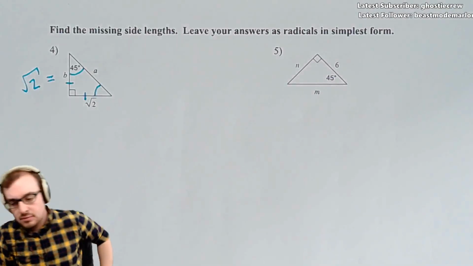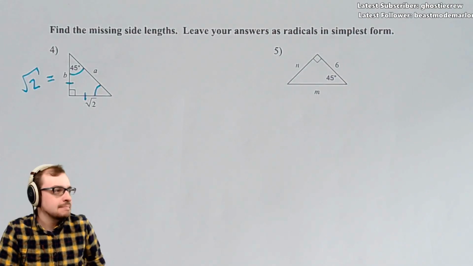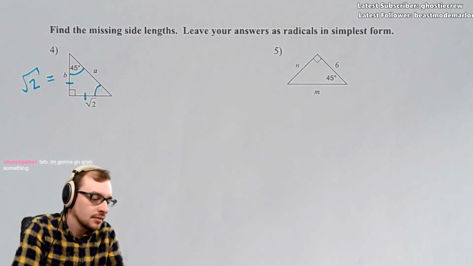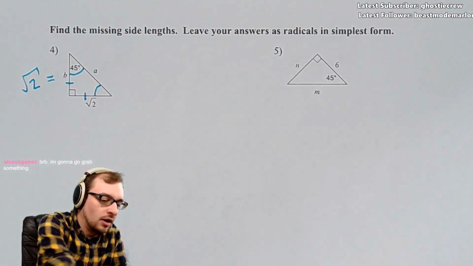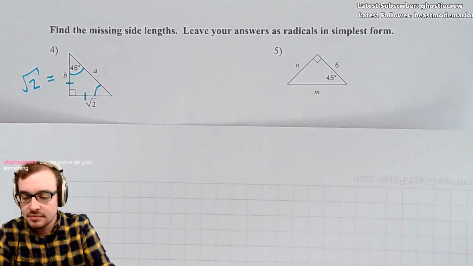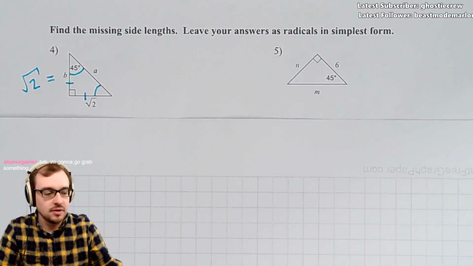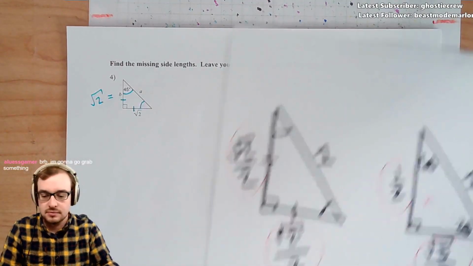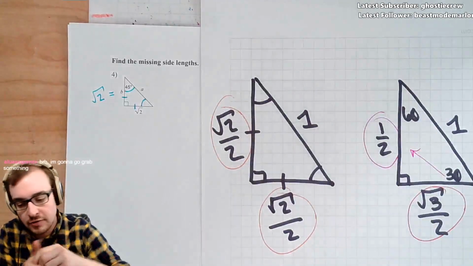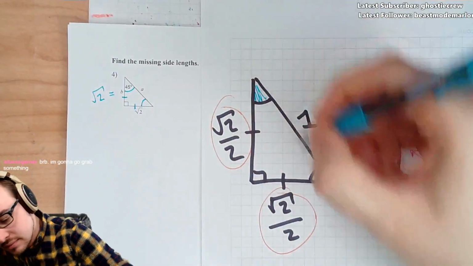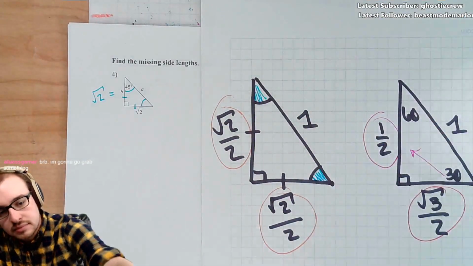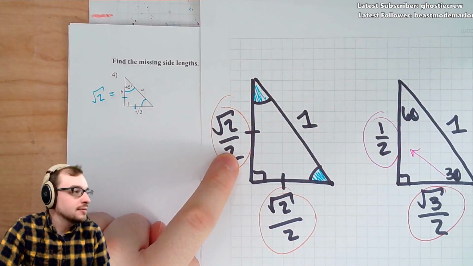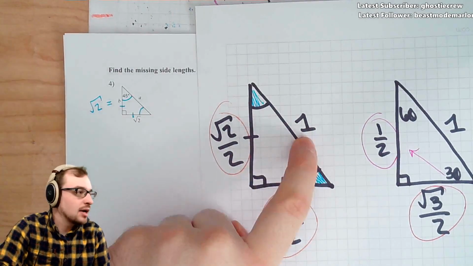Now, what would A be? Well, a couple ways to think about this, Alex. One, we can look at our base triangle. Oh, that's the wrong piece of paper. We can look at our base triangle. This is our 45, 45, 90. Root 2 over 2 gets us 1 for the hypotenuse, right?